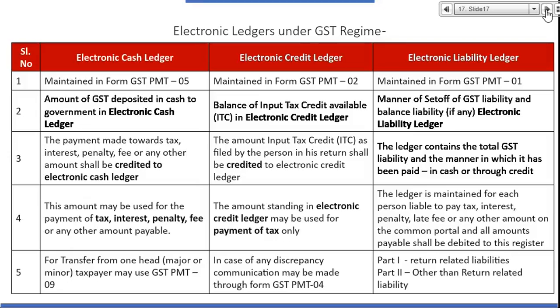What is cash ledger? Any amount you pay through cash or bank or any online transfer will come in the electronic cash ledger, and the ledger is maintained in a form called GST PMT 05. Any amount deposited in cash to government will come under the electronic cash ledger. Through this you can pay tax, interest, penalty or fee. Any amount can be deposited under any head, and from this you can pay.